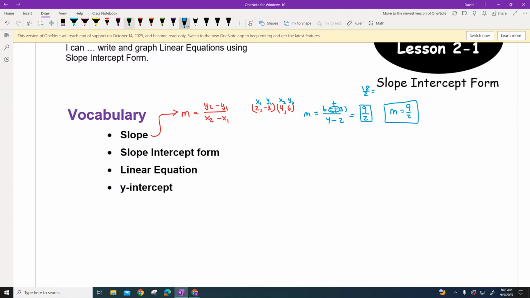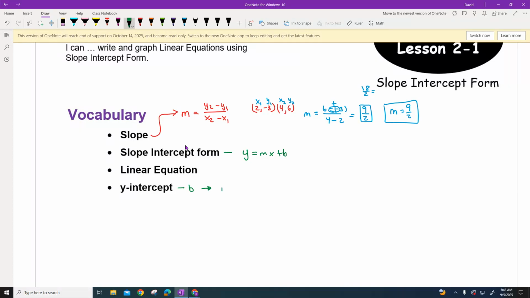Slope-intercept form is this guy. It's one of 3 different ways to write an equation. It's the easiest way to graph: y equals mx plus b. Slope-intercept form. Well, we just found the slope. That guy's going to go right there, okay? And the b, I want to go down here to y-intercept. The y-intercept is the b up here on this equation.